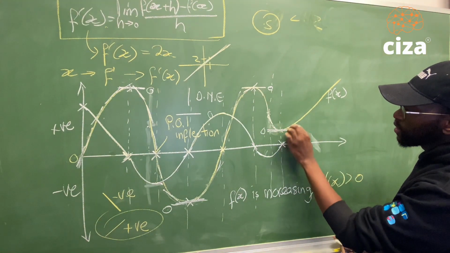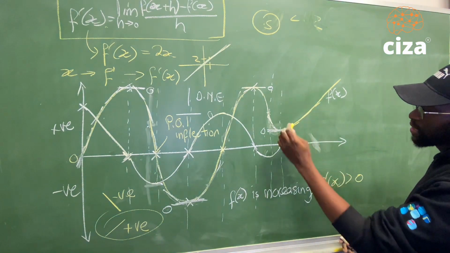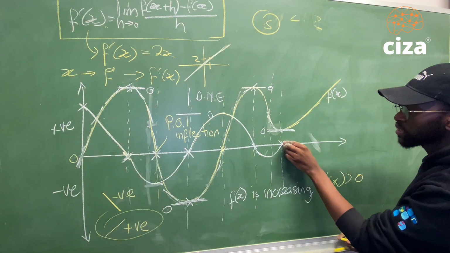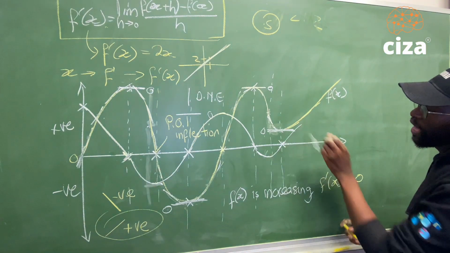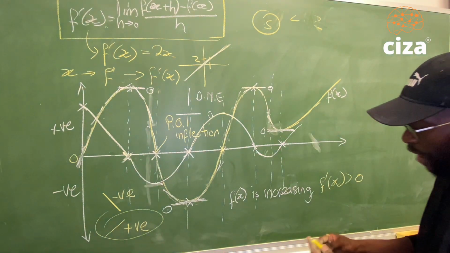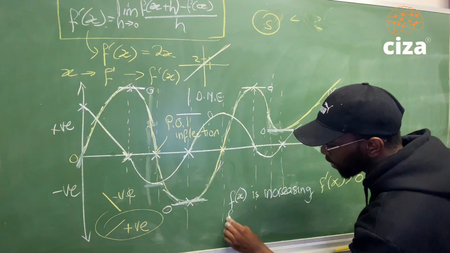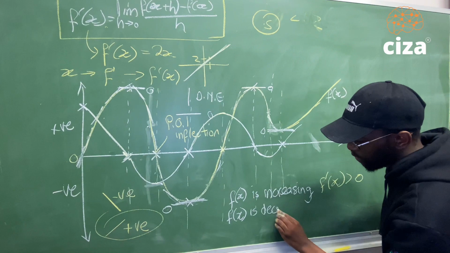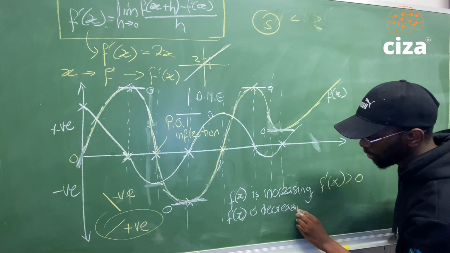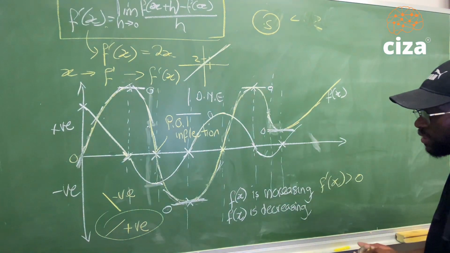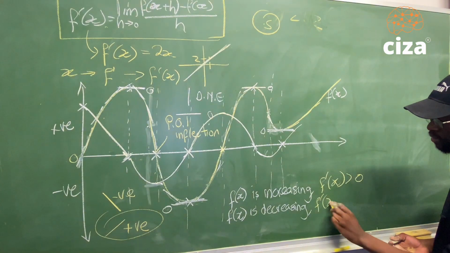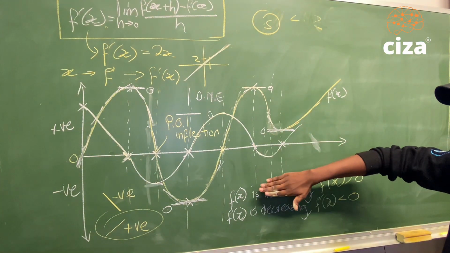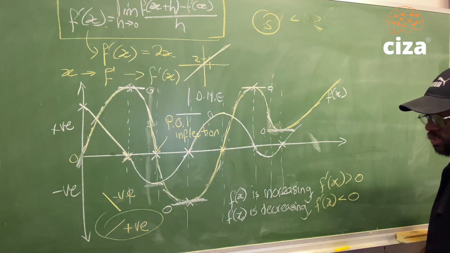Now here our gradients again are positive, so the function of the derivative will be above the x-axis. Now I forgot to note here that if f(x) is decreasing, then the function of the derivative will be less than 0. It will be below the x-axis.